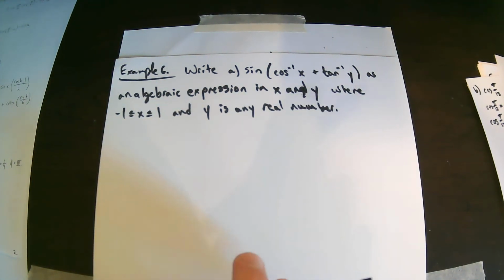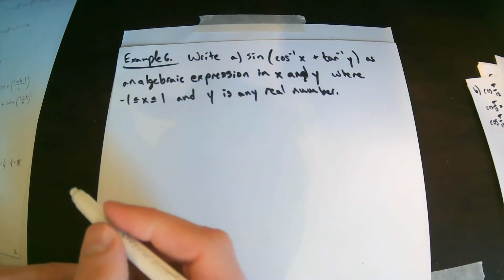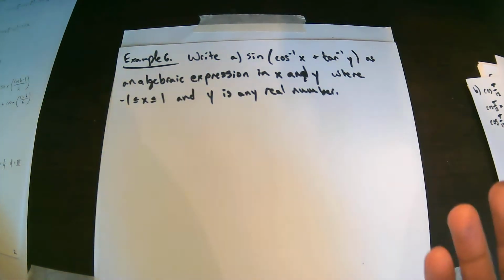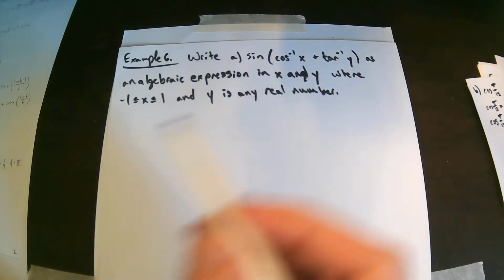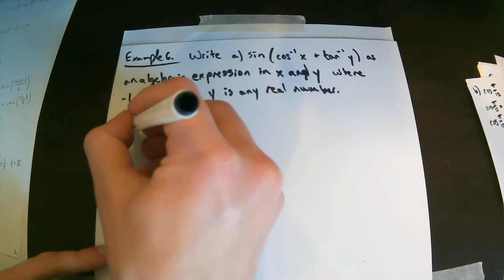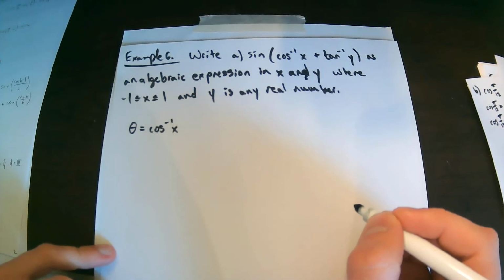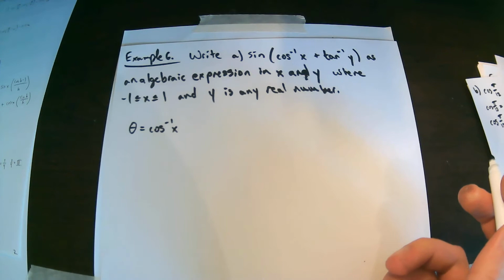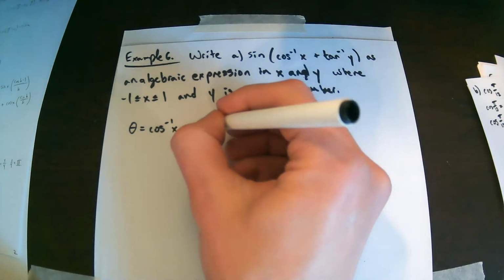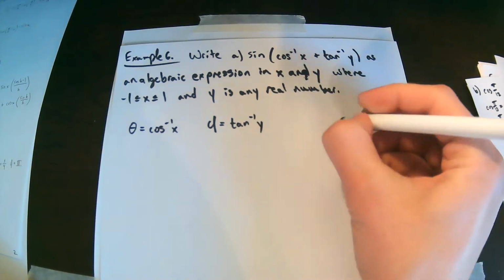So one of the first things that you have to do is recognize that this and this are angles. Cosine inverse of x outputs an angle. That's what an inverse trig function does. It outputs an angle, and similarly with tangent inverse. So we name them as angles and just give them angle names. And we don't want to use x and y for the angle names because x and y are already taken, so the book uses theta and phi. So that's the Greek letter phi.